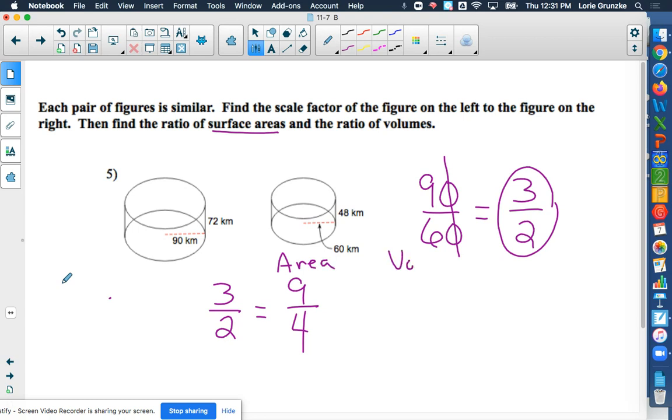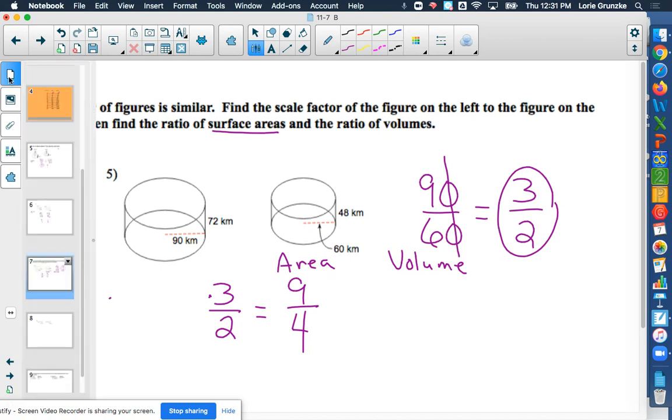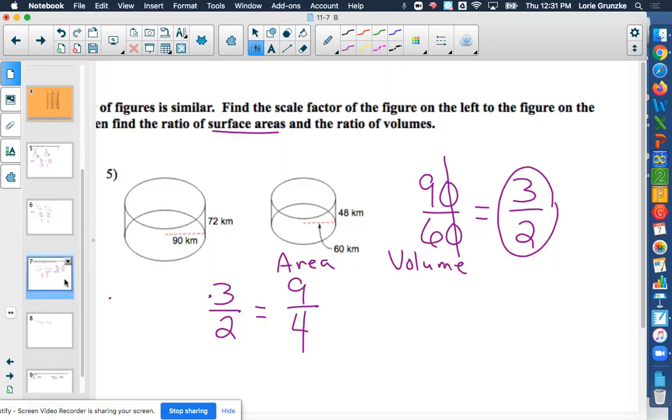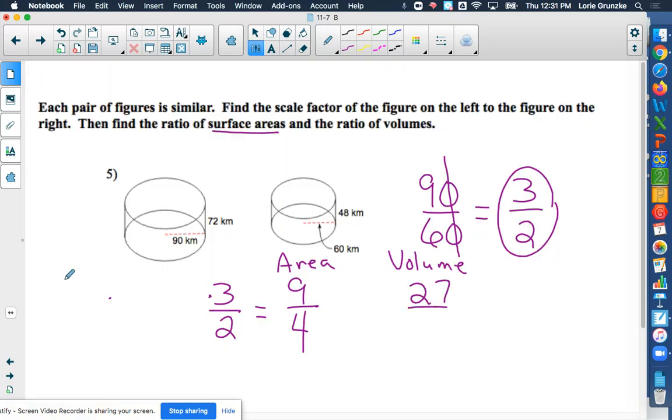Now I have to go to volume. To go to volume, you really can't go from area to volume. You have to go back to your scale factor and start from here. So you look at this 3, I'm pointing to the 3. And I have to get to volume. So that's 3 cubed. So I go 3 times 3 times 3. 3 times 3 times 3 on volume would be the 27. So 27 on top. The bottom. Again, you got to go back to the scale factor to get to volume. You go 2 times 2 times 2, and you would get 8.